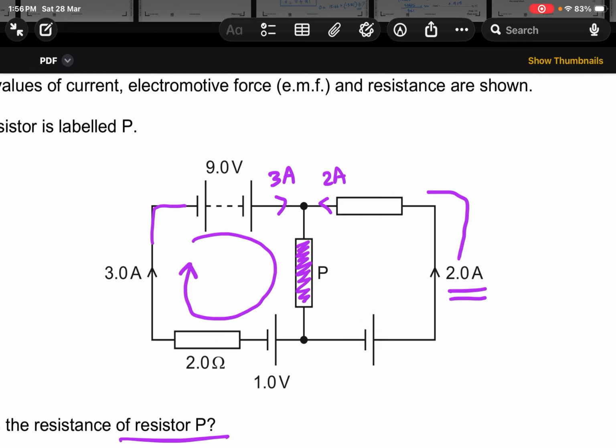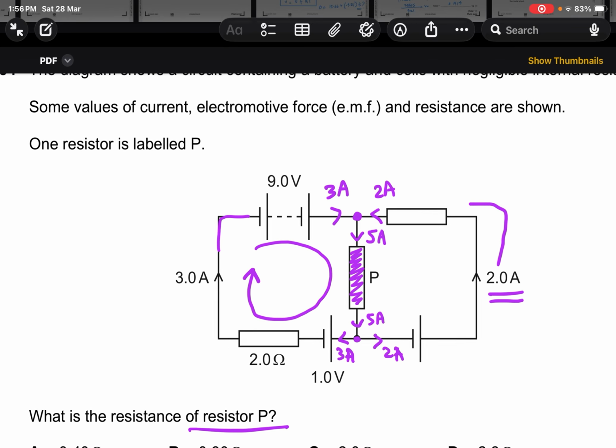So you know that the sum of currents entering this junction, which is 3 amperes and 2 amperes, equals the sum of the current that's going to leave the junction, which is 5 amperes. So 5 ampere is going to flow through my resistor P. And now when this 5 ampere flows here, out of that 5 ampere, 2 ampere is going to go back here, and at this junction 3 ampere is going to go back here, and then 3 ampere is going to flow.